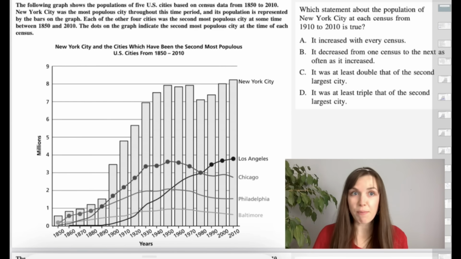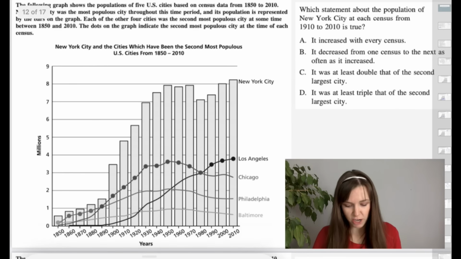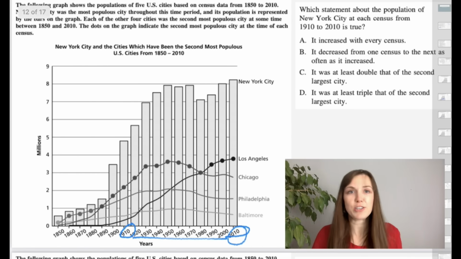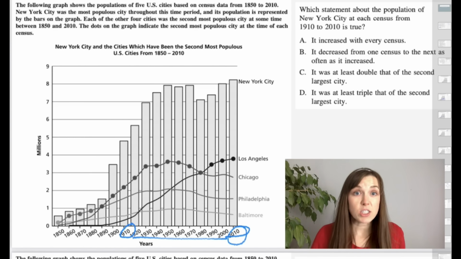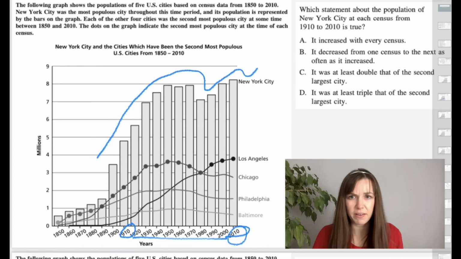Which statement about the population of New York City at each census from 1910 to 2010 is true? So let's take a look back at the chart, 1910 all the way to 2010. A, it increased with every census. Did it really? No, it looks like it goes up and then goes down and up a little bit. It's definitely not going up with every single census, so not A.